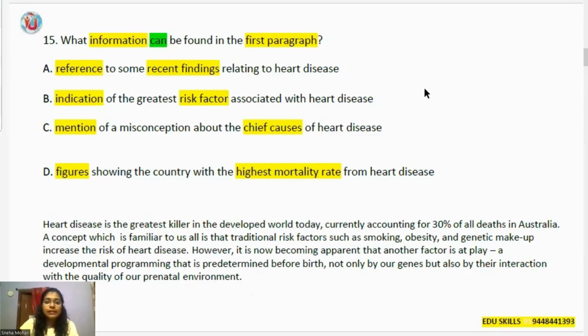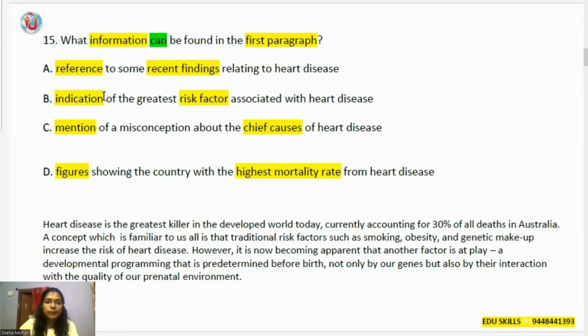Now, let us read the answer options. Before that, we have to know the keywords in the question. The keywords in the question are information and the first paragraph. And there is also a modal verb, can. Now let's read the answer options.